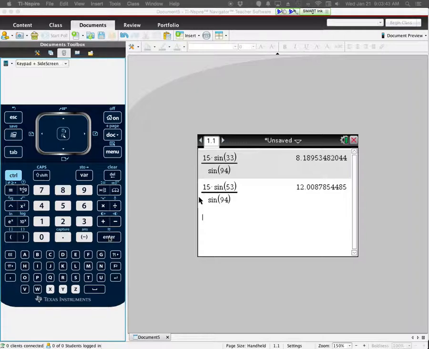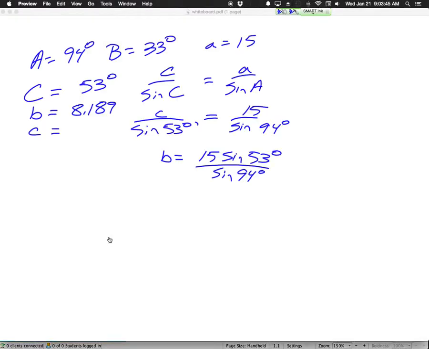So I get 12.008 for side C of the triangle. Did I write that one down right, Bob? You're flying. Yeah. Did I write that one down right? Questions on that one? This is a 10.22.